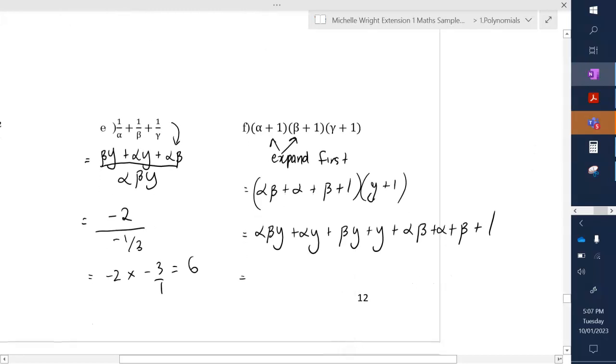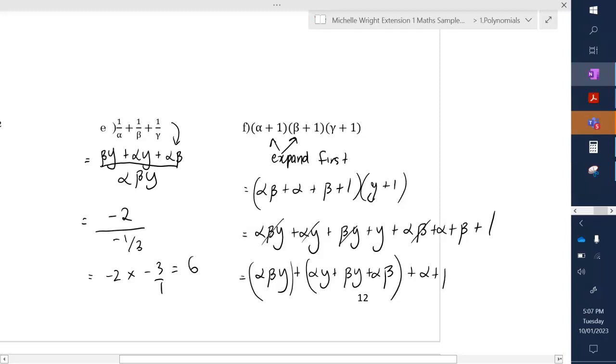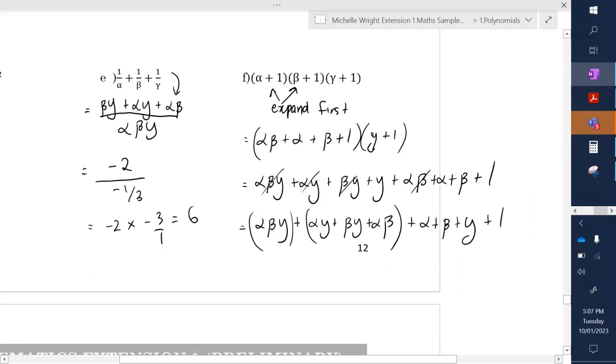Okay, what have we got? We have got the roots multiplied together. So we've got this one. We're going to add to that our alpha gamma plus beta gamma plus alpha beta. So then we've got our roots 2 by 2. Got rid of those ones. And then we've got our roots one at a time. Alpha plus beta plus gamma. And then we're going to add 1 to it at the end.